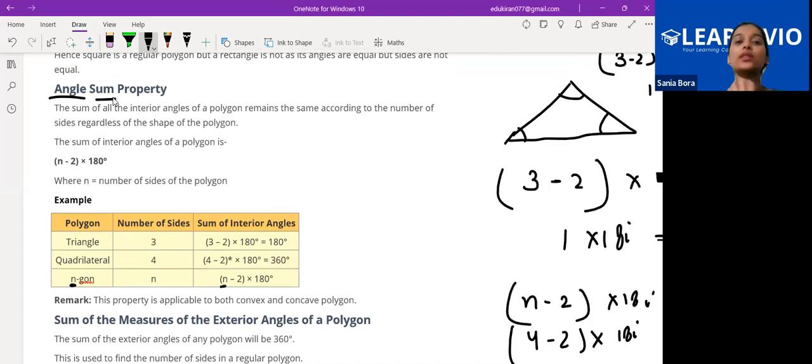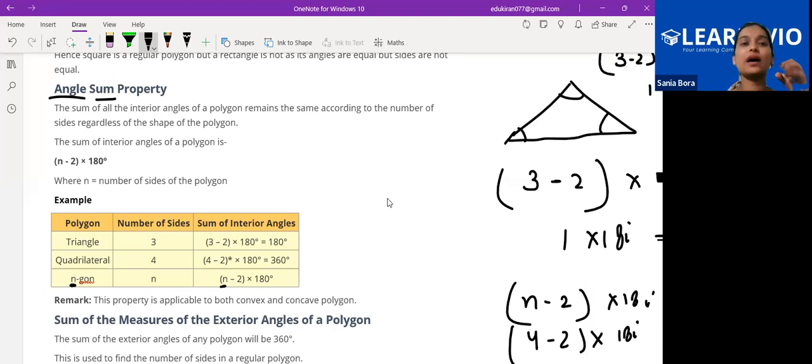That means you need to add all the angles. The property itself says angle sum property, so it is angle sum. The sum of all the interior angles of a polygon remains the same according to the number of sides, regardless of the shape of the polygon. So according to the number of sides, the angle sum would be different.